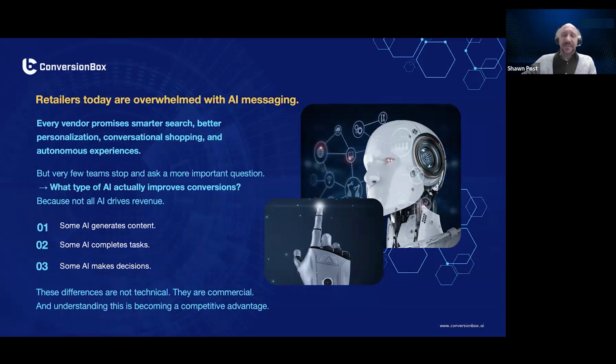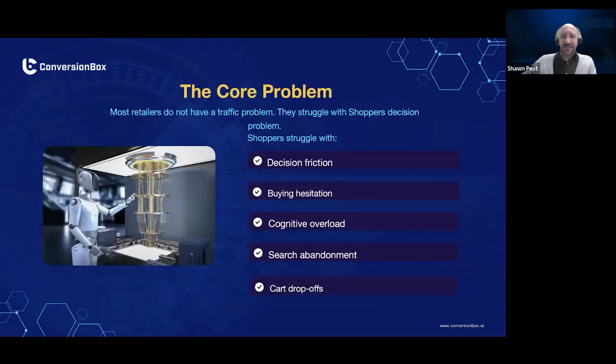If you think about it, a retailer might spend $50,000 on a chatbot that summarizes reviews, which is content, but they still see a 70% cart abandonment rate because the chatbot didn't actually help the user at checkout. So their problem was really their cart abandonment and not needing content for their site. They were applying AI to the wrong issue. They weren't focusing on what the bottleneck was for their conversion.